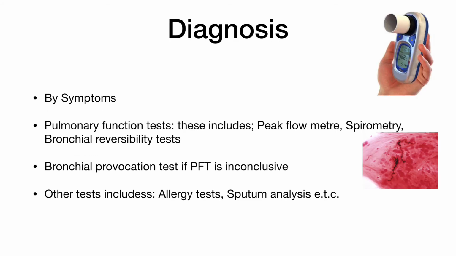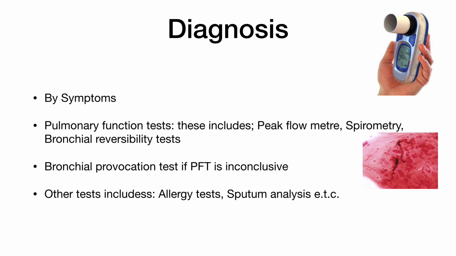Diagnosis of asthma can be done by the combination of symptoms and the pulmonary function test in patients older than 5 years old. If the pulmonary function test is inconclusive, we can use the bronchial provocation tests. Pulmonary function tests include the peak flow meter, spirometry, bronchial reversibility tests.